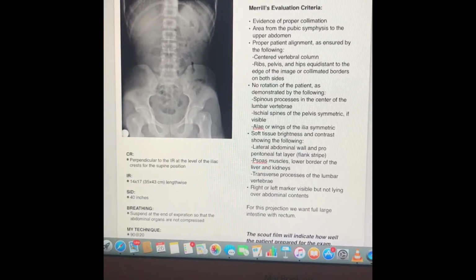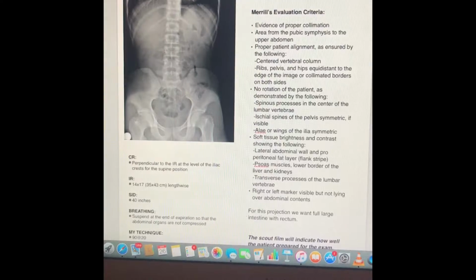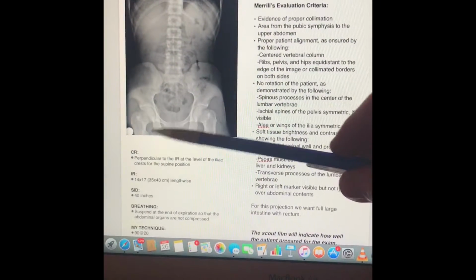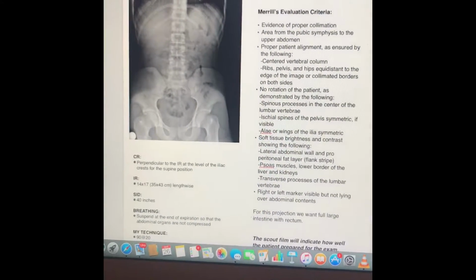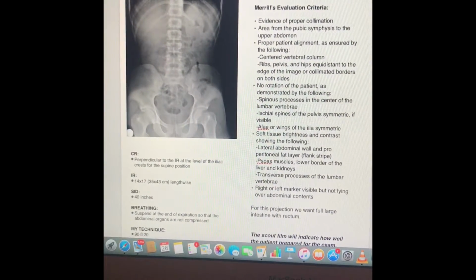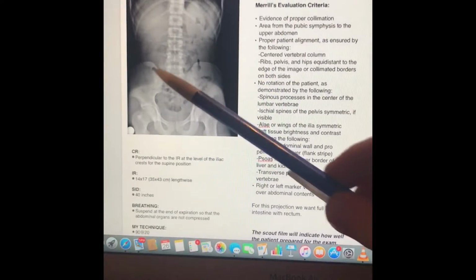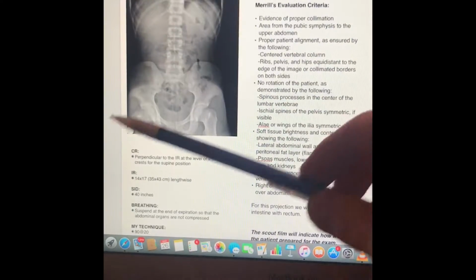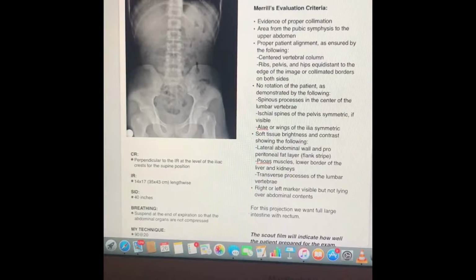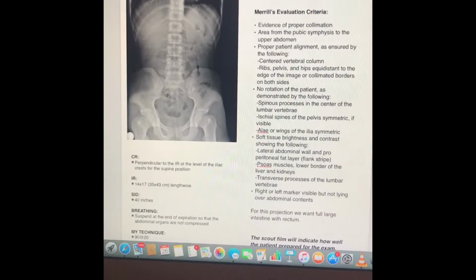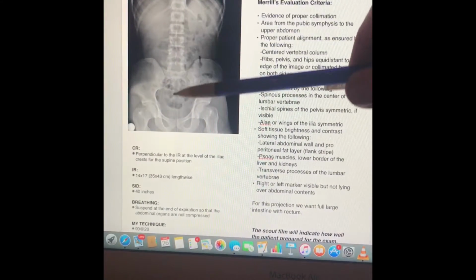which states that we need evidence of proper collimation, area from the pubic symphysis to the upper abdomen, proper patient alignment as ensured by the following: centered vertebral column, ribs, pelvis, and hips equidistant, no rotation of the patient, and we know that by spinous processes being in the center of the lumbar vertebrae.